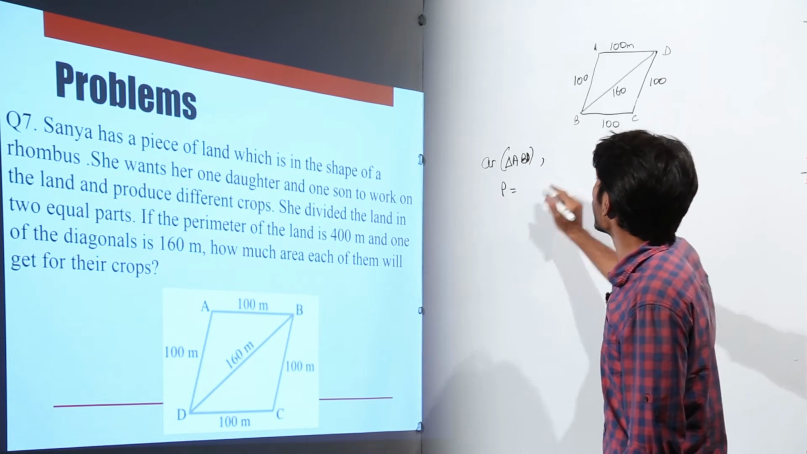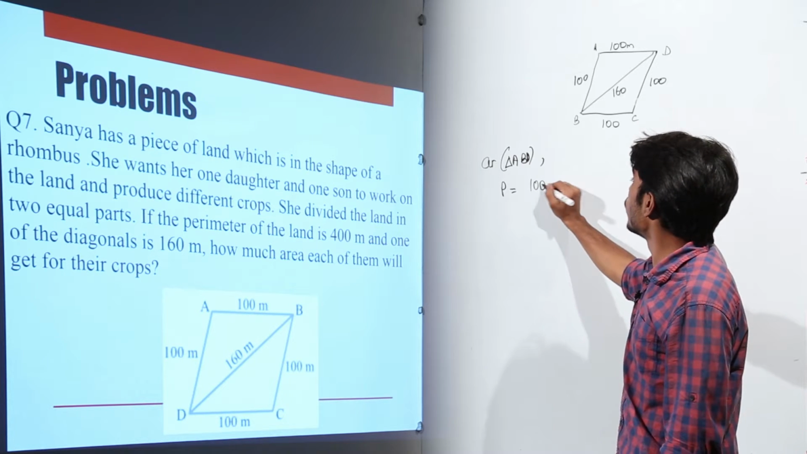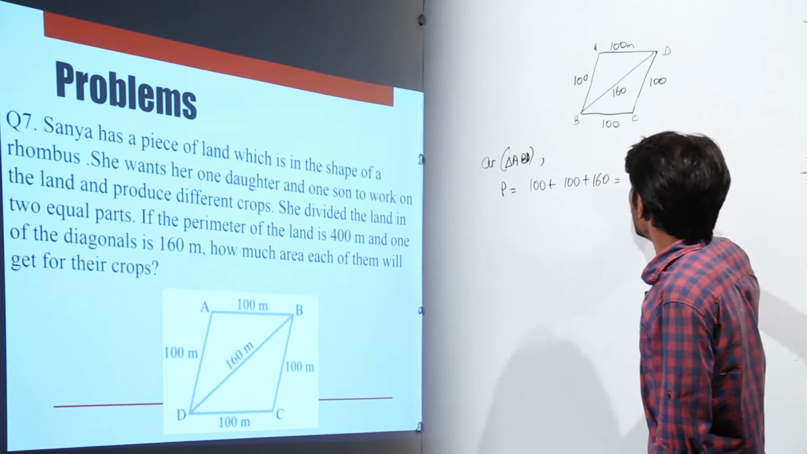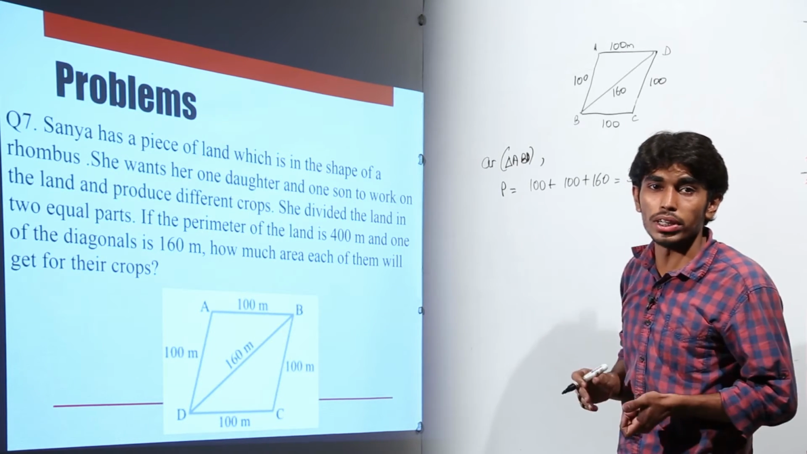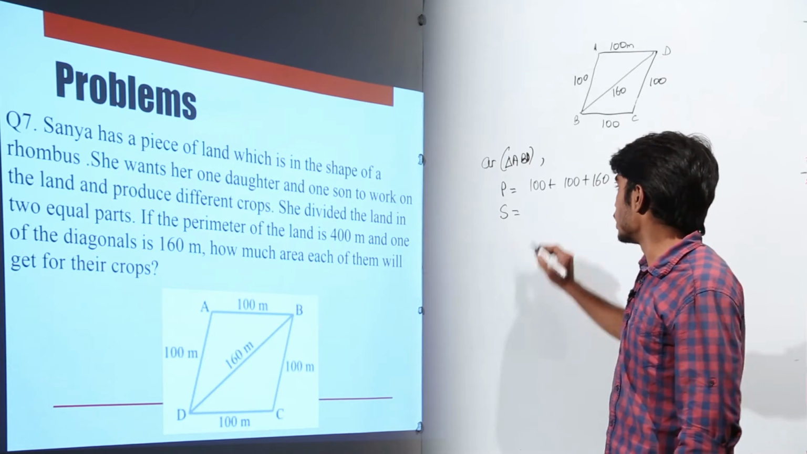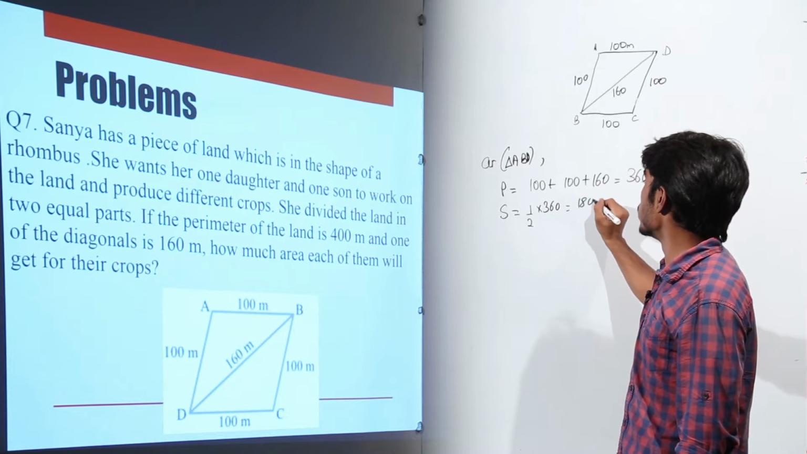The perimeter of the triangle ABD would be the sum of all the 3 sides, that is 100 plus 100 plus 160, which makes it 360 meters, as the dimension is in meters. Now the semi-perimeter S would be half of the perimeter, that is half into 360, which is 180 meters.